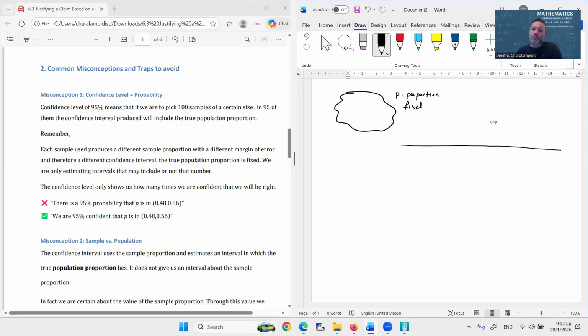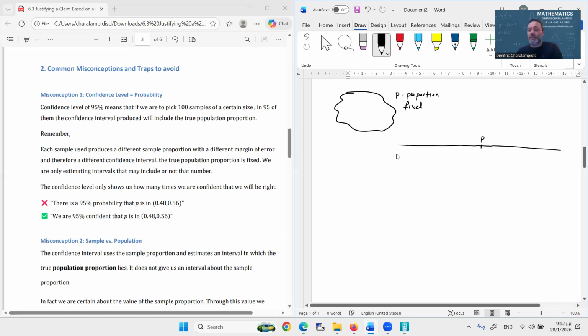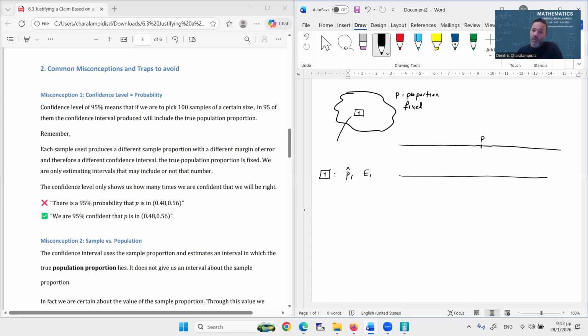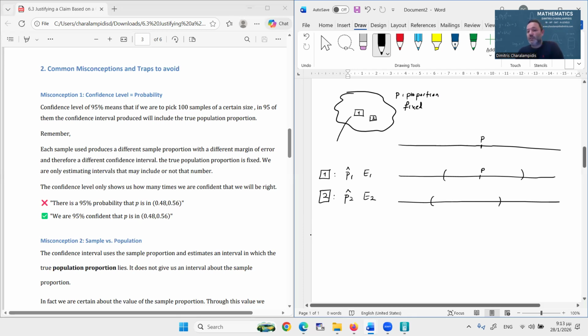So if I am to draw a number line, let's say that P is here. Now, I'm going to use sample number one. From sample number one, I got a sample proportion and a margin of error, and based on these, I was able to calculate a confidence interval. Let's say this one. Then I got a second sample. From that sample, I found a different sample proportion and a different margin of error. So when I created the confidence interval based on these values, I found this confidence interval. You can see that it still contains the true population proportion.